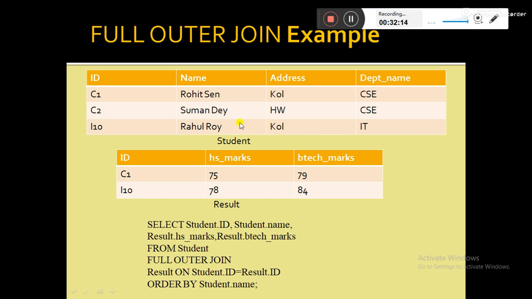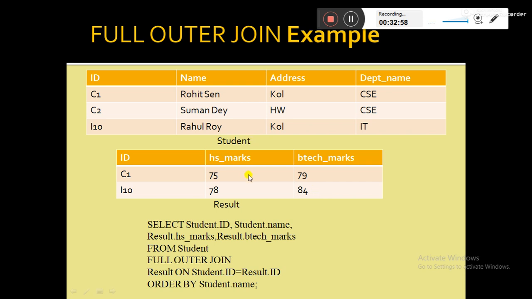So what will be the result? Read it out. C1 Rohit Sen, the corresponding record is present in result, so it will be C1 Rohit Sen 75 79. That is the first record. Second record C2 Suman De, but no corresponding record is present, so the corresponding HS marks and BTech marks will be padded with the null value. So C2 Suman De null. Next I10 Rahul Roy 78 84. So that is the final result. That means total records are selected.